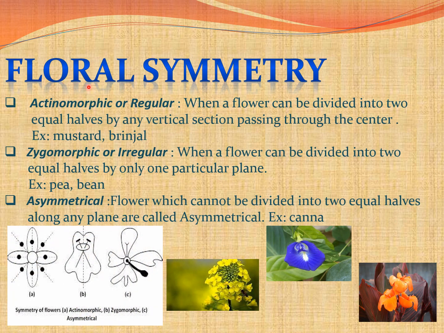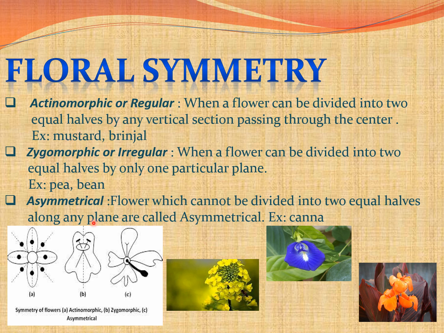Next, let's see floral symmetry, how the flowers are arranged. These are three types: actinomorphic, zygomorphic and asymmetrical. What is actinomorphic symmetry? When the flower can be divided into two equal halves by any vertical section, maybe this way or this way, we call it regular or actinomorphic symmetry. In mustard and brinjal, you find this sort of actinomorphic symmetry.